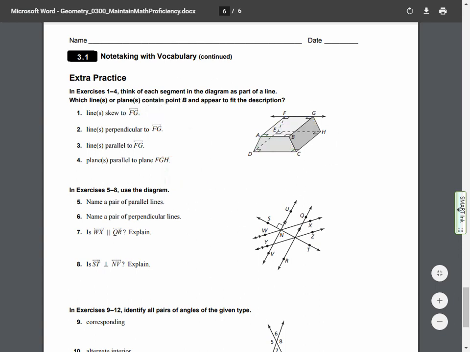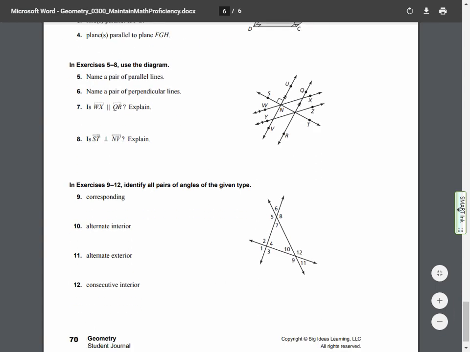Moving on, number 5. We're using the diagram. Name a pair of parallel lines. Well, look for the parallel symbols. Where are those parallel symbols? Right here. Okay, which lines are those on? Line VU, and line QR. Okay, I found 2 points on those lines and I named it accordingly.